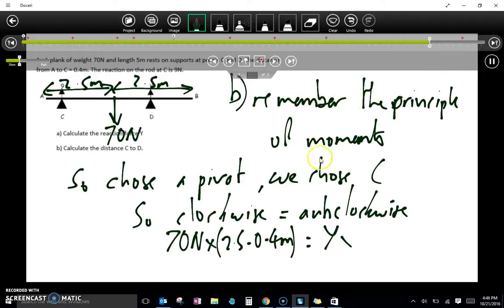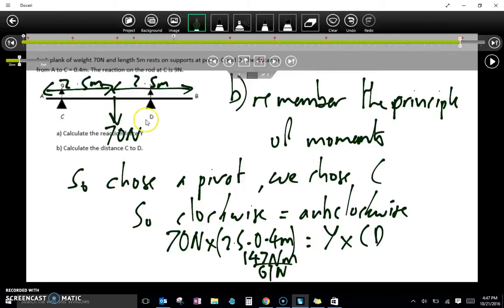So the principle of moments is the clockwise equals the anti-clockwise moments. So the clockwise, what does that mean? Well, if we chose C, this 70 newtons would go clockwise around C. So 70 newtons times, now this is 2.5 minus 0.4 away from C. So that's a 2.5 here, minus A to C was 0.4. So I'm going to take those two away from each other, and that's the distance to C.